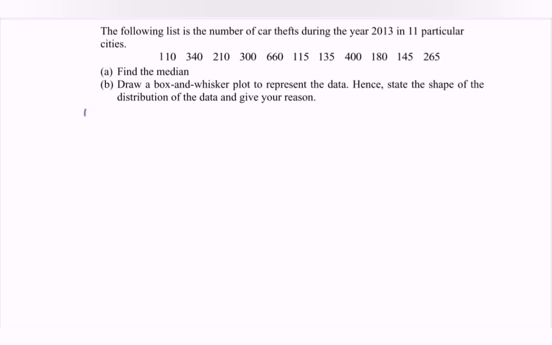We have 110. Next, we have 115, 135, 145. Then we have 180, 210, 265, followed by 300, 340, then we have 400, and then 660. So we have n, which is equal to 11.